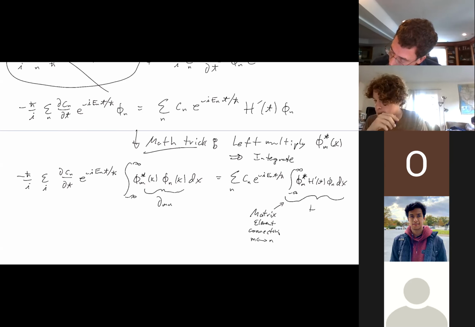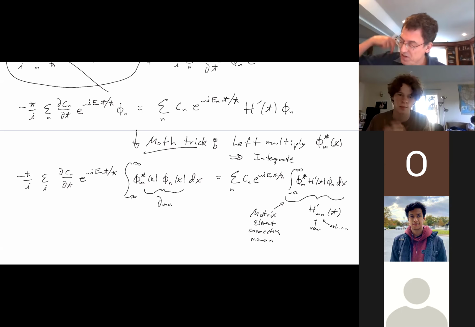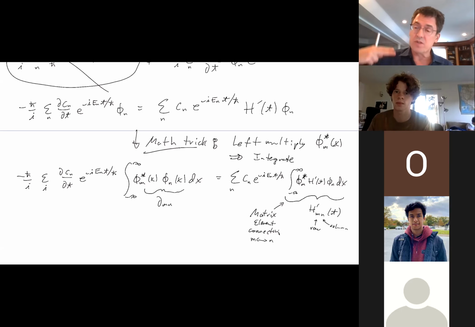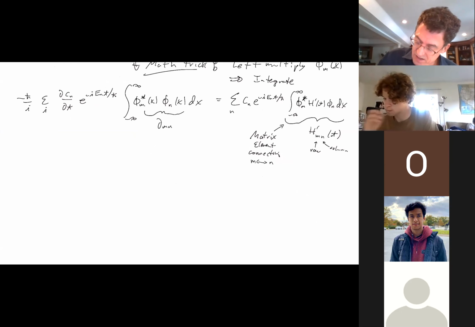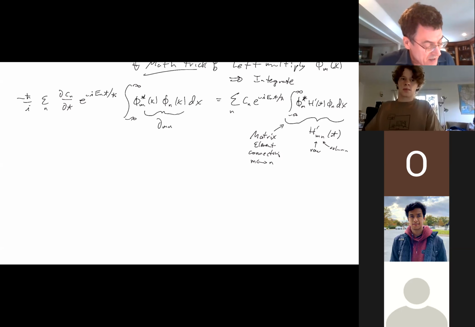So we call this H prime mn of t, because it's a matrix element, okay? This is row and this is column. It's literally a matrix element. If we think of H prime as an operator, and it is, we can also think of it as a matrix, which you learned last semester. And so this is a matrix element. So taking all this together, now collapse this sum. Oops, this was not a sum over i, this was a sum over n.